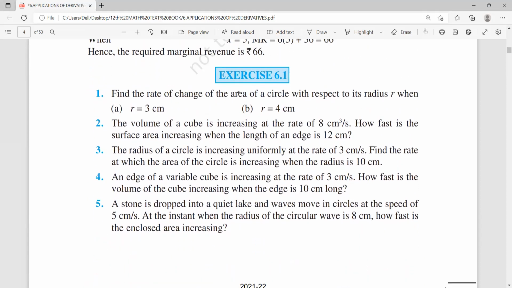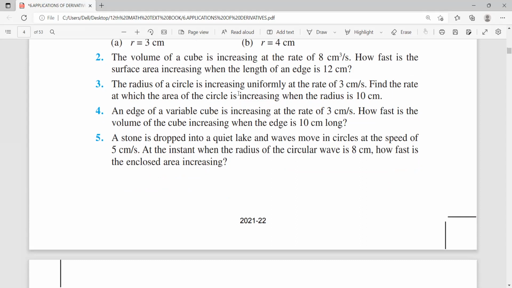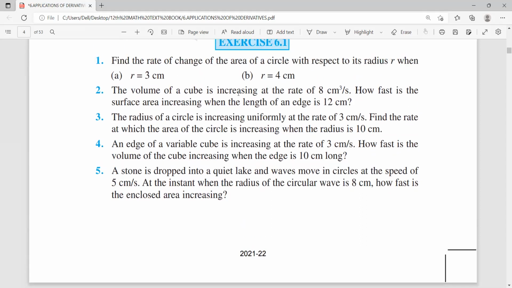Simple. Now these are the questions we have, and they are so easy. You just need to find the derivative and substitute the value of x. That's it. You understand? So now we'll do a few questions. Please try. Second question. First question is direct substitution.